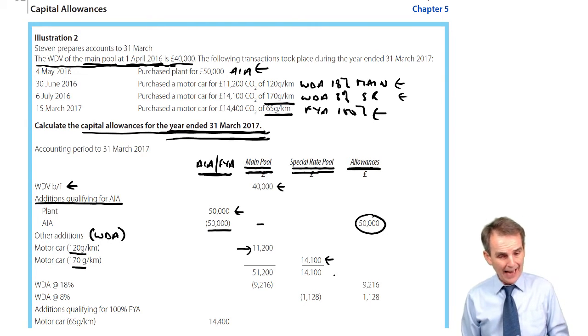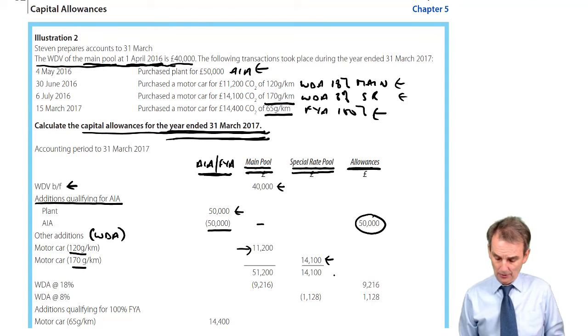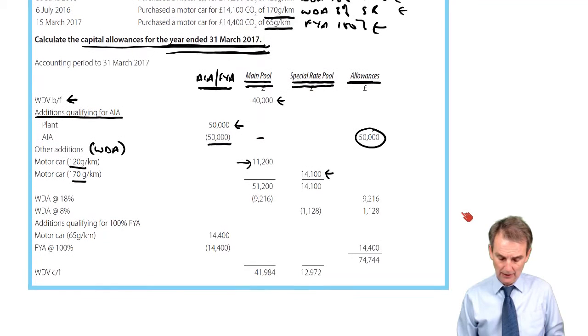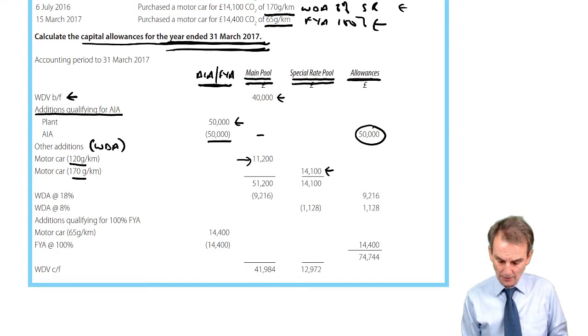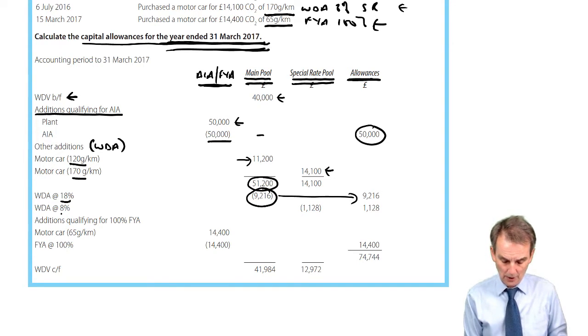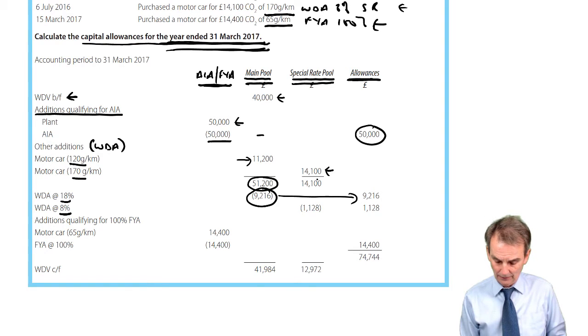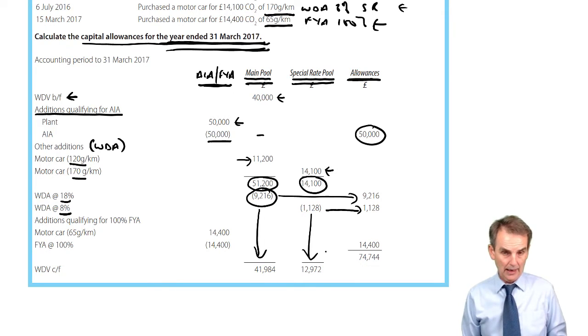Once you've got your AIA, you've allocated the additions of cars that attract WDA, we're then in the position to calculate the writing down allowance. So far as the main pool is concerned, at 18%. Calculate the allowance, transfer it into the allowances available column. Same with the special rate pool, only this time it's 8%. Calculate that figure on the balance within the pool at this point and transfer the figure across to the allowances column there. Those allowances that you've taken would therefore reduce the tax written down values to carry forward.